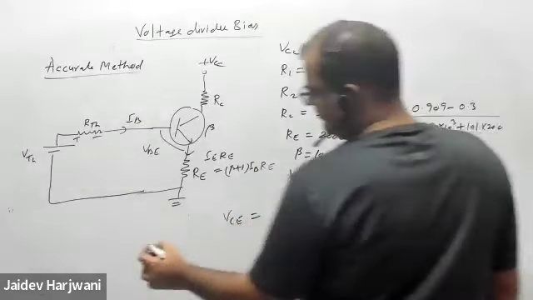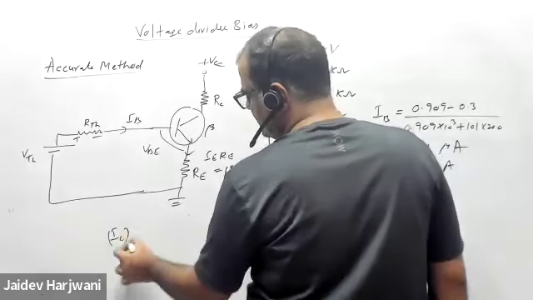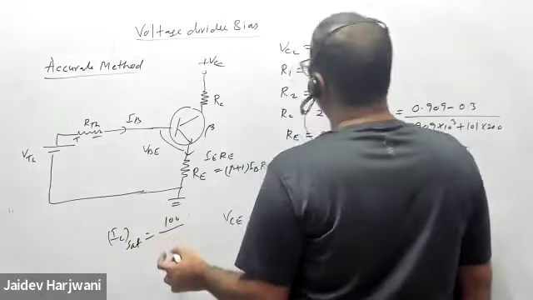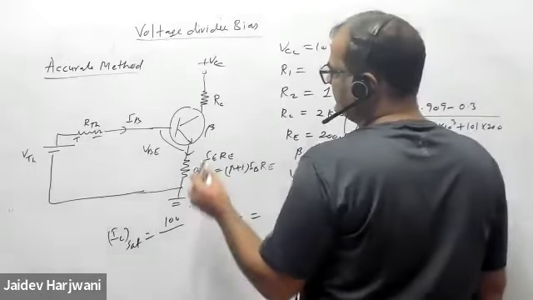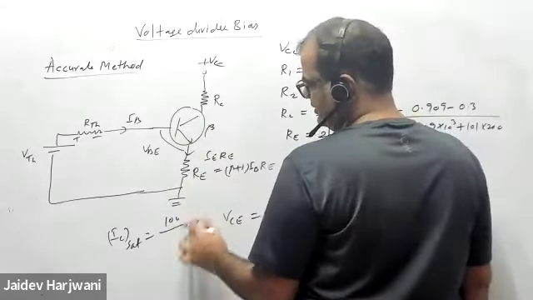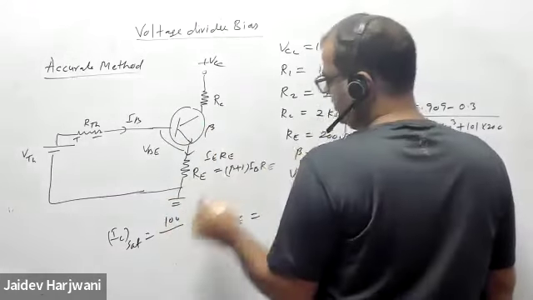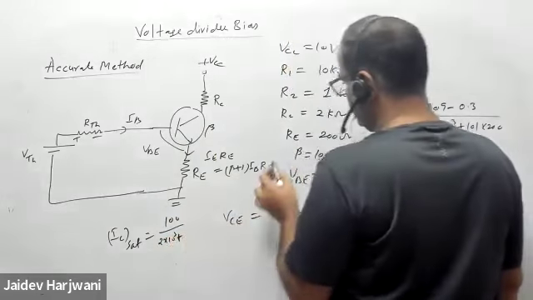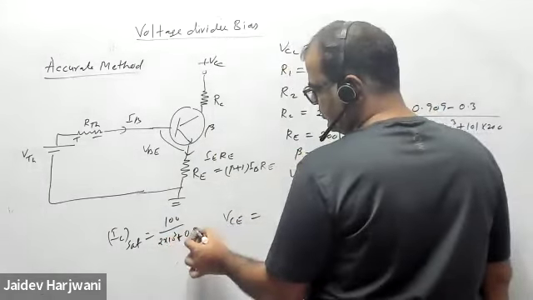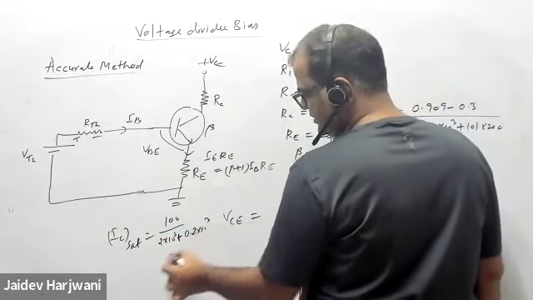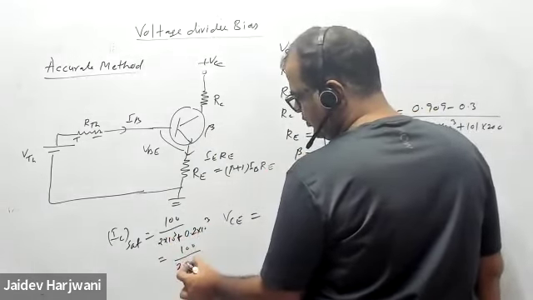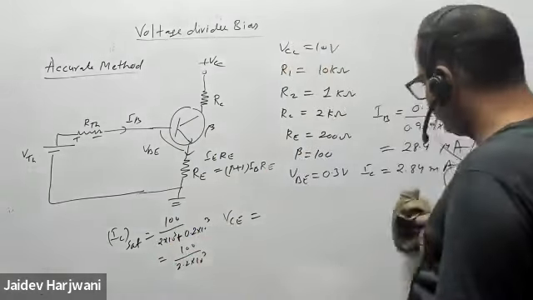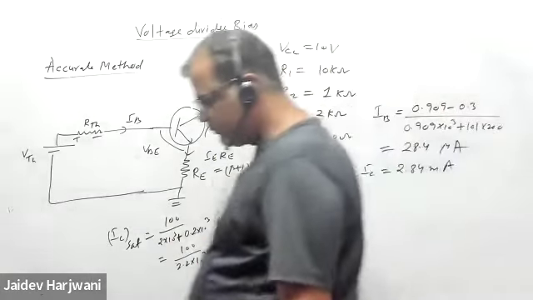And for comparison, you can find the IC saturation. VCC, 10, upon RC plus RE. RC is your 2 kilo ohm plus RE is 200 ohm, 0.2 kilo ohm. That is 10 upon 2.2 kilo ohm. So which is much larger? Is it 28 or 2.8? Just check it.